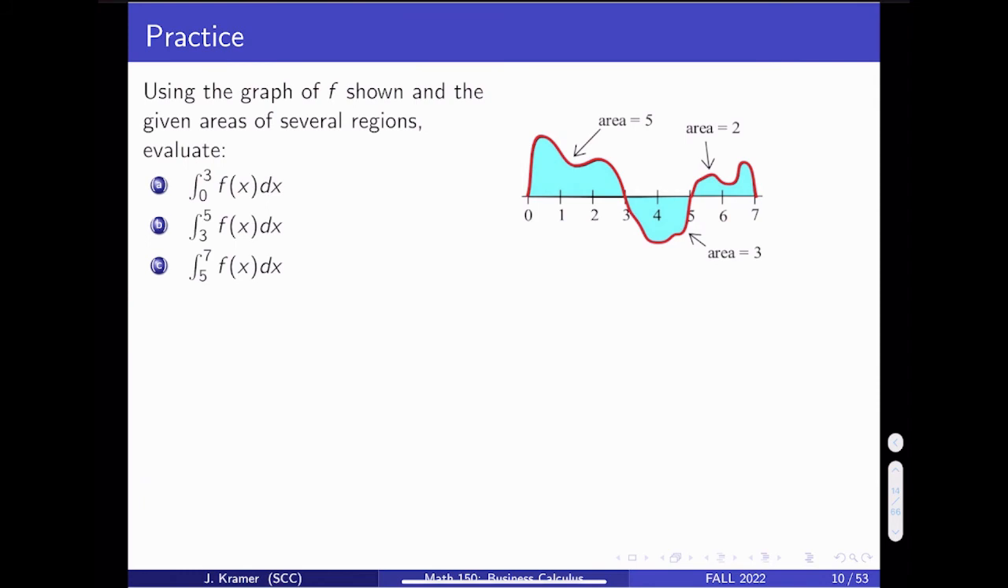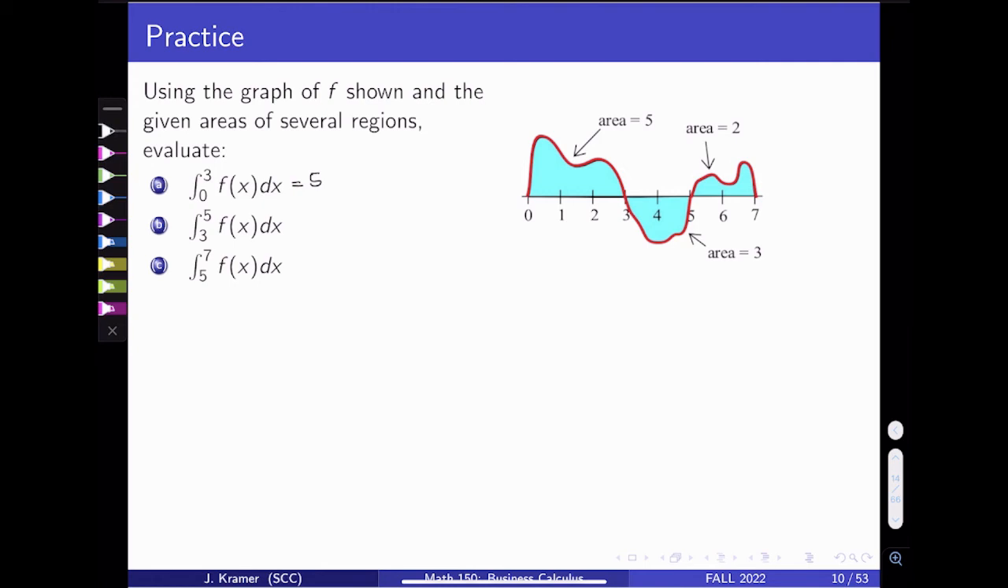So using the graph of f shown and the given areas of the several regions, we want to evaluate each of the integrals. If we look at the integral from 0 to 3 of f of x dx, which is part A, we're looking at the area that's bounded from 0 to 3 below the curve. Notice that from 0 to 3, the curve exists above the x-axis, so it's all positive. The area bounded between the curve and the x-axis is going to be positive, and so we would say this is positive 5.